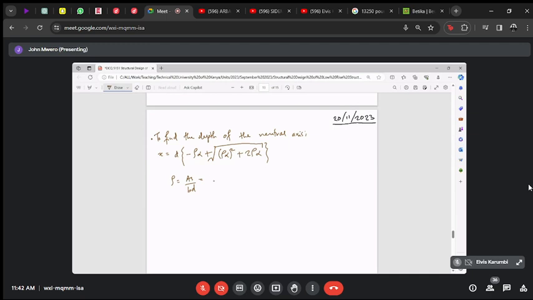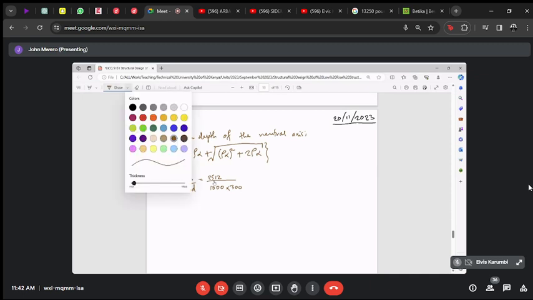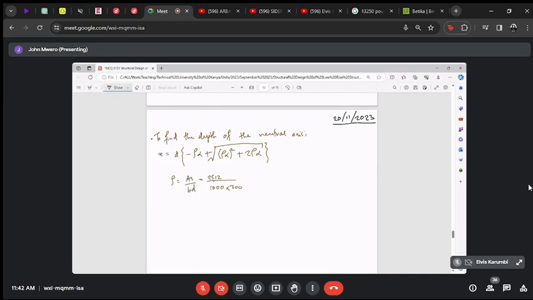So 2512 divided by 1000 by 300. We're looking at this section this way. Let me sketch it here so that you can follow easily. Of course, the wall is continuous.